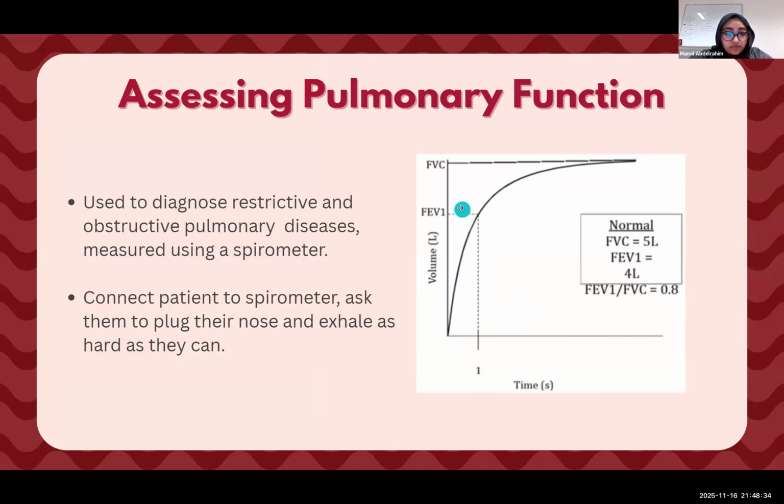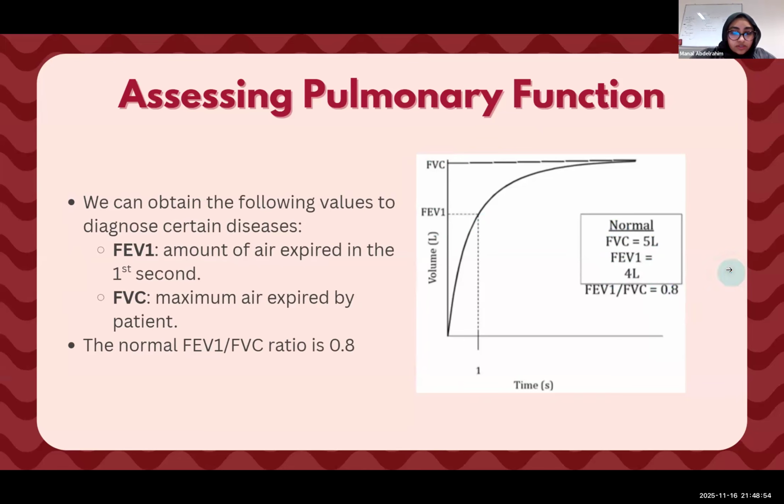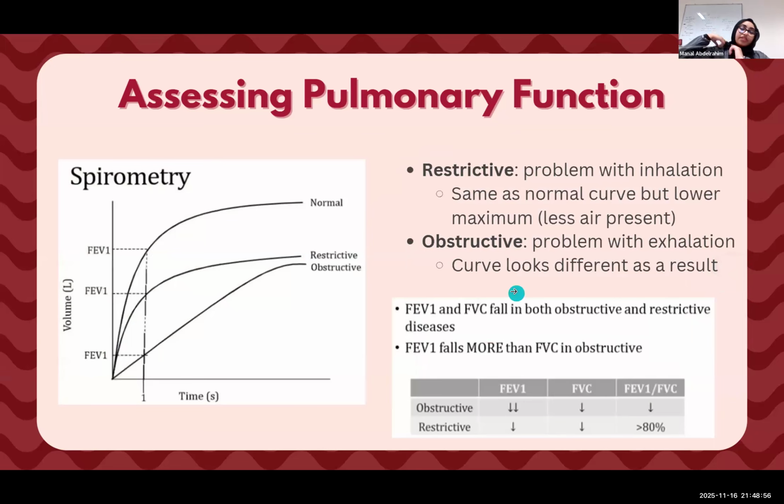We are going to get 2 values. We're going to get FEV1 and FVC, and these are the normal values. Usually we take these values, we divide them, and we get a ratio. So if the patient is normal, their value would be 0.8 or around that. So just explaining it. But we're seeing if we have restrictive disease, obstructive, or what.